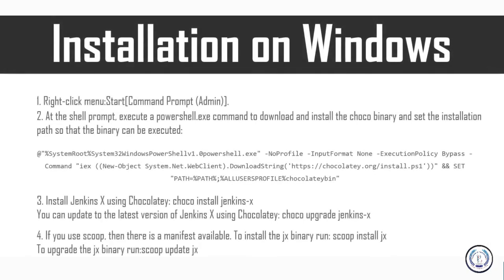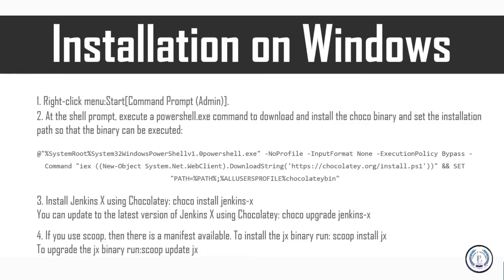Now let us talk about the installation of JenkinsX. In this session, I'm going to talk about installing JenkinsX on Windows as well as Linux platform. If you talk about the installation on Windows, the prerequisite is that you need Docker and Kubernetes installed on your system. Once you have the prerequisites completed, you can right click on the menu and start the command prompt and run the following commands as an admin.